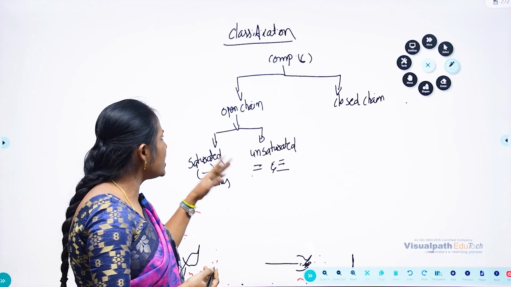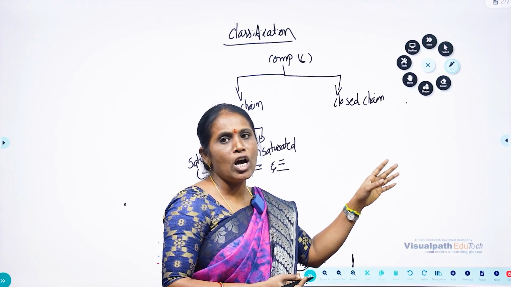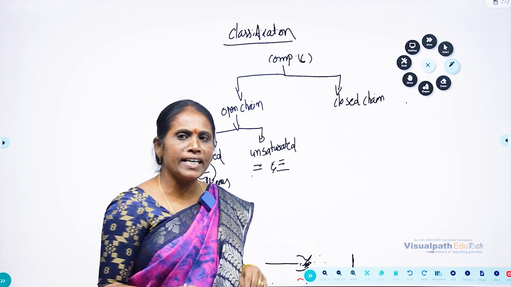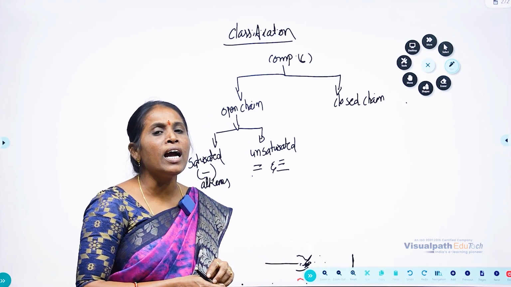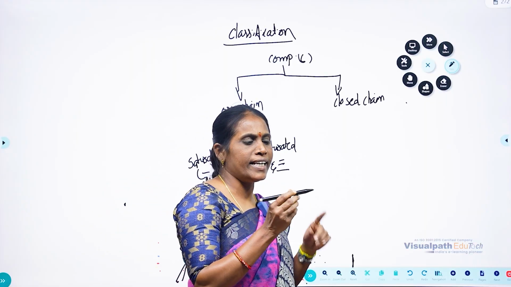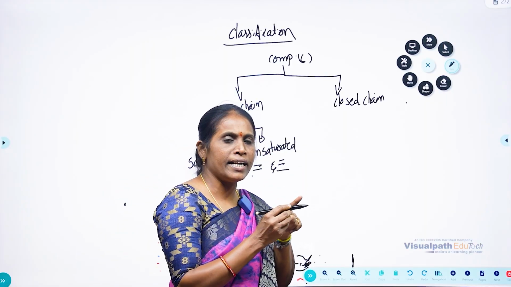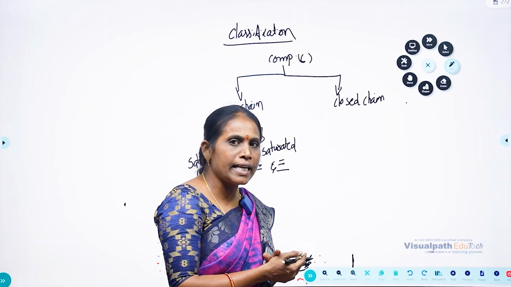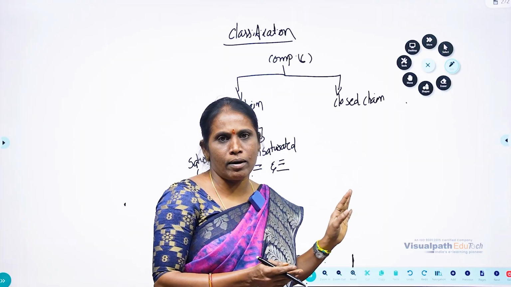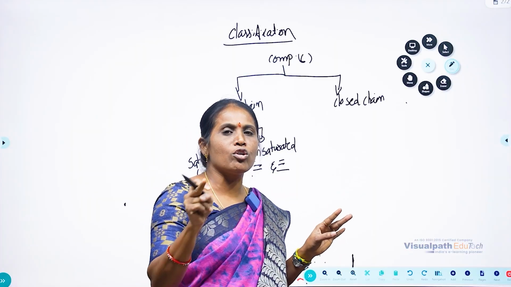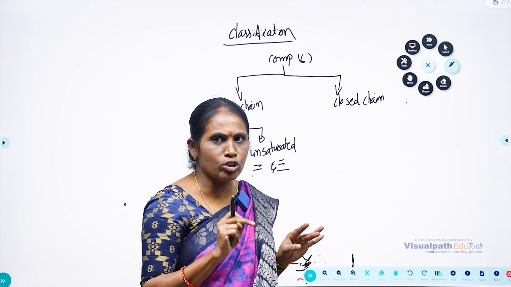So what is the difference between the open chain and closed chain? How do we identify whether it is an open chain or a closed chain? Open chain means it has a terminal. For example, we take this pen. Here it has an end, and the end is known as the terminal. Closed chain means there is no terminal. It is completely in a closed system, and that is known as a closed chain.